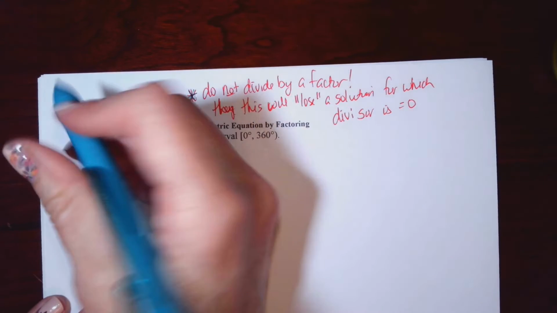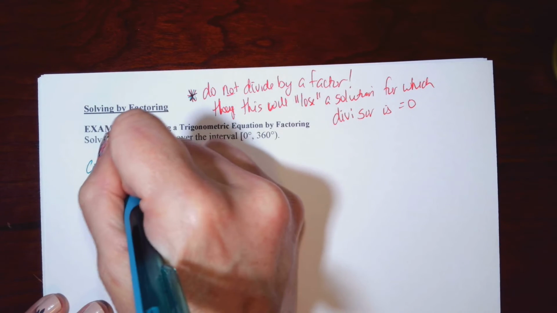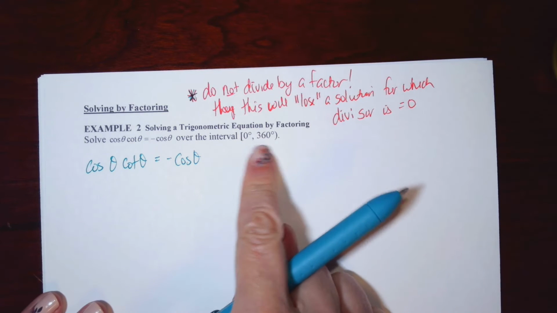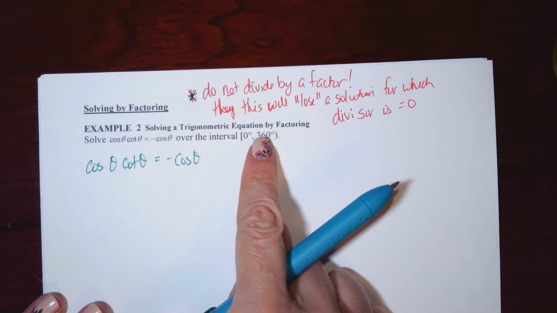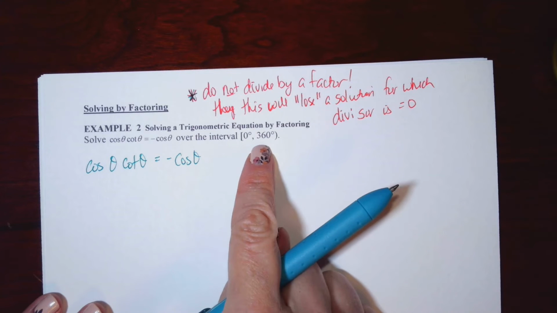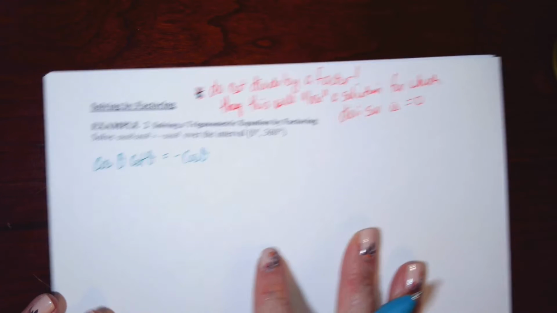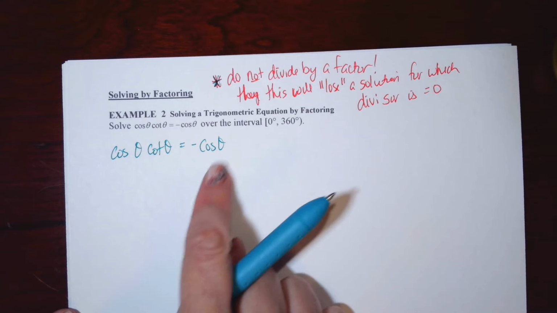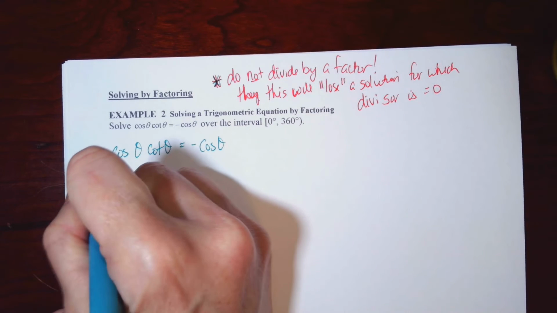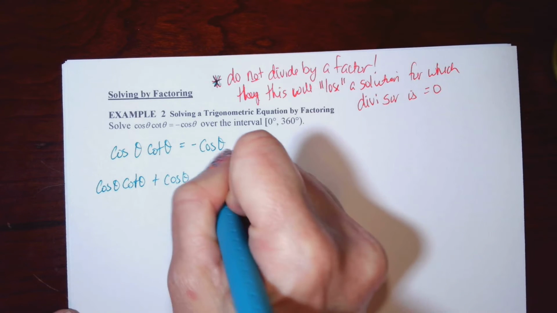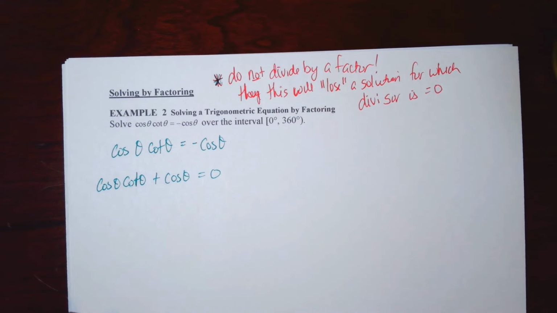Okay, so for example, let's start with our equation. Cosine theta cotangent theta equals a negative cosine theta. We want to solve it. This asks for just the interval, and we still want to consider our all solutions statement, but we just want the angles within the interval 0 to 360. Now, since I'm not going to divide both sides by cosine theta, let's set it equal to 0 and factor to solve. So if I move this over, I get cosine theta cotangent theta plus cosine theta equals 0. So I added my cosine theta to both sides.